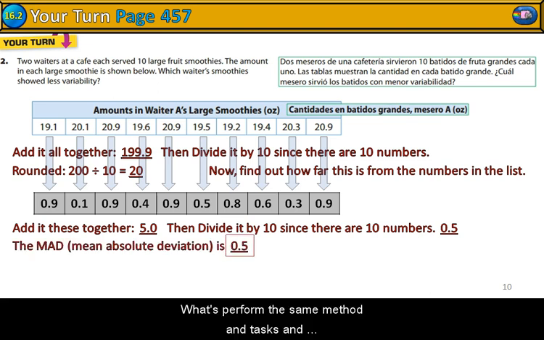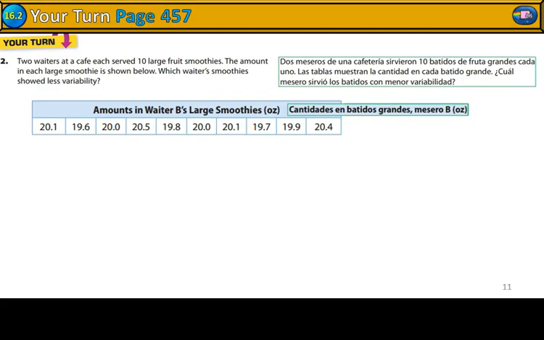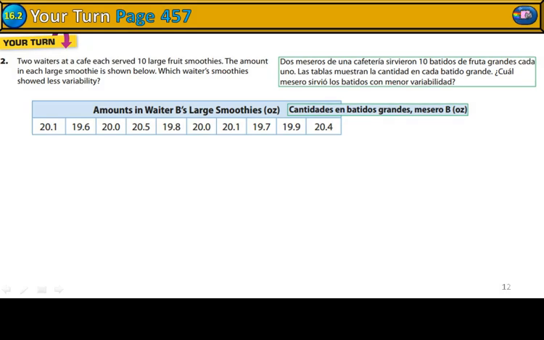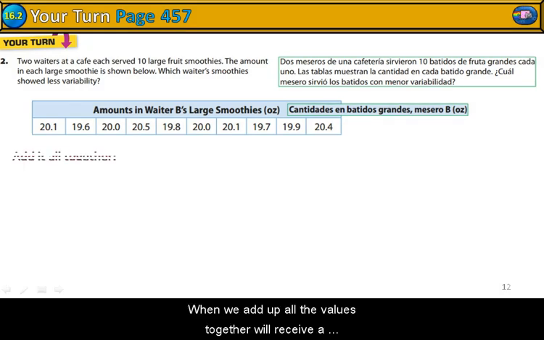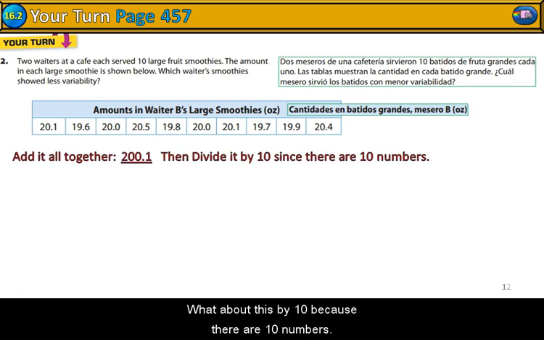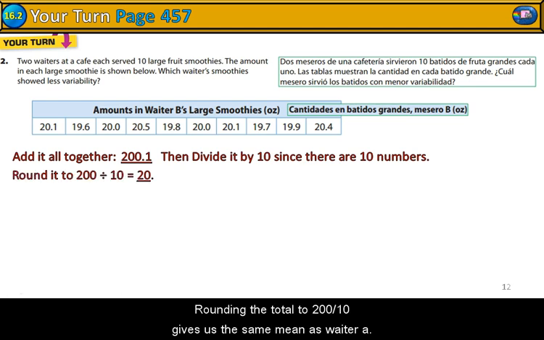Let's perform the same method and procedures for waiter B. Again, we must find the mean first. Let's add all these values together and see what we come up with. When we add up all the values together, we will receive a total sum of 200.1. We divide this by 10 because there are 10 numbers. Rounding the total to 200 divided by 10 gives us the same mean as waiter A.